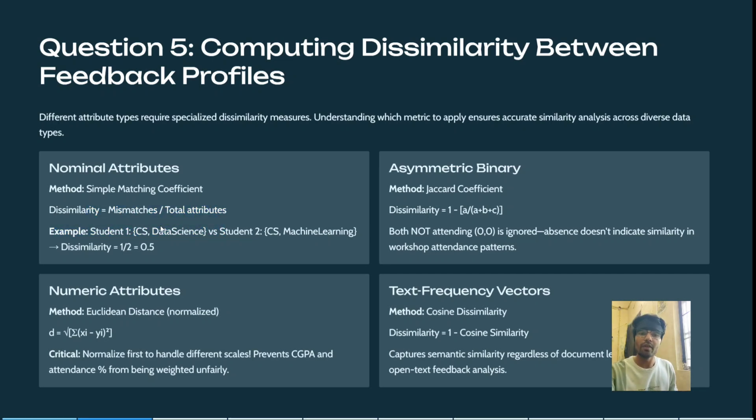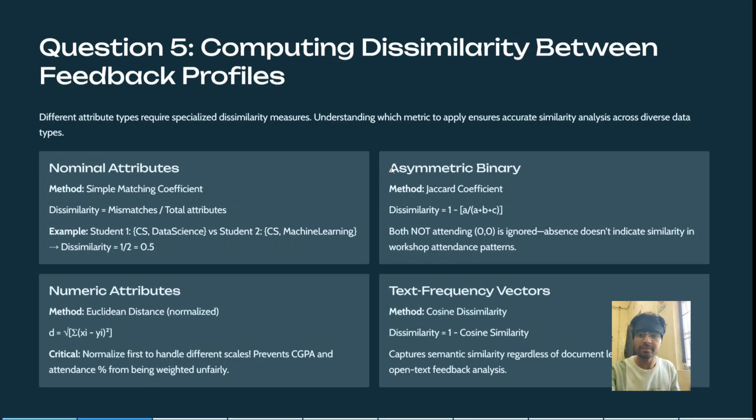For example, if student 1 is from the CS department and chooses data science elective, while student 2 is also from CS but chooses machine learning elective, we have one matching department and one mismatching elective, so the dissimilarity is 1 divided by 2, which equals 0.5. Alternatively, we can use one-hot encoding, converting each category into a binary variable and then compute the Hamming distance.